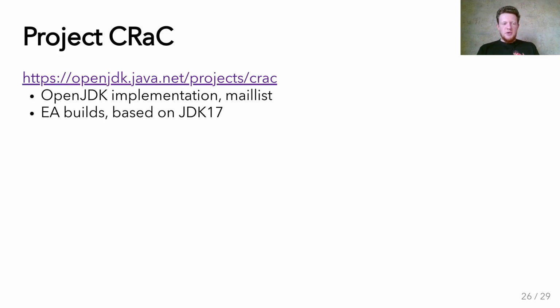And this API is implemented in OpenJDK Project CRaC. In this case, OpenJDK project means a kind of development branch without any commitment for when this feature will be ready and in which version of the JDK it will be delivered. But there are EA builds of CRaC JDK that are based on JDK 17.